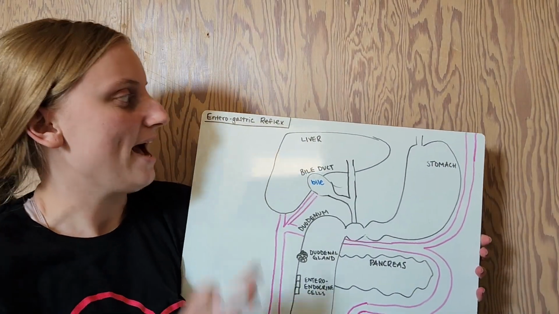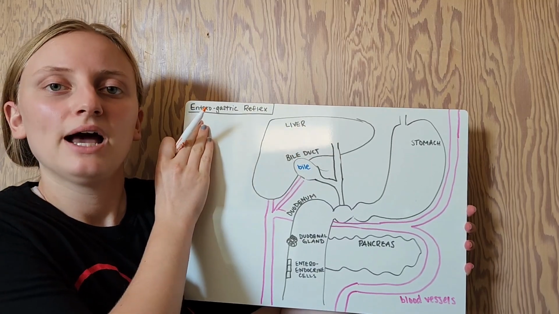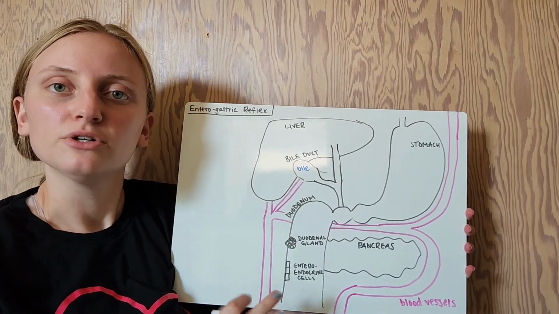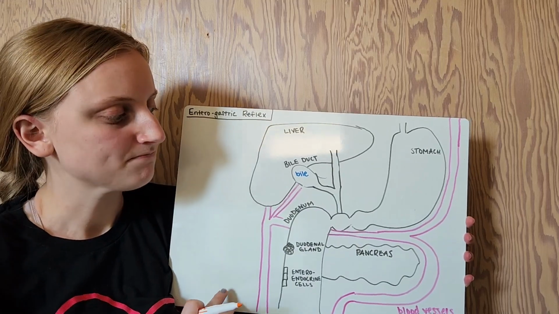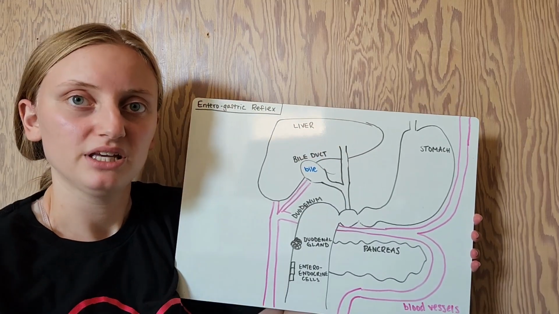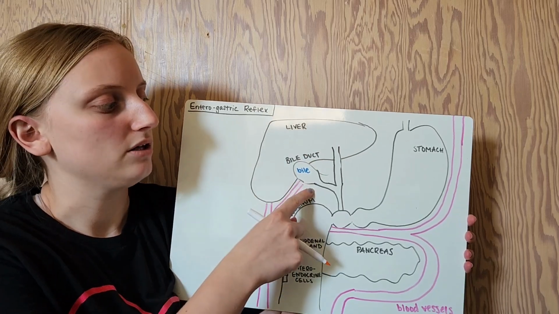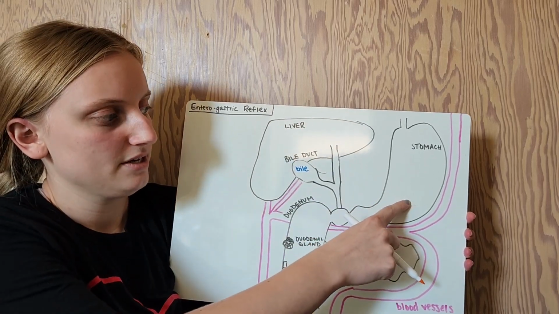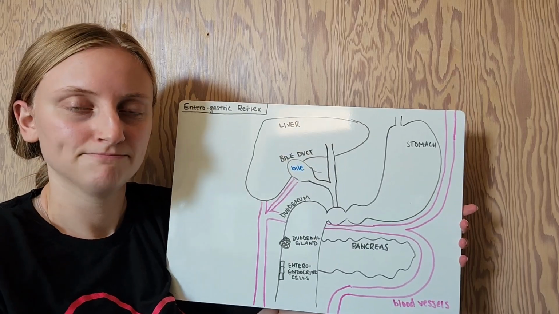Today we're looking at the Entero-gastric Reflex, which looks at how the duodenum responds to food that enters. As a little map key, we have our duodenum here, our liver, our bile duct, our stomach, and our pancreas. And then in pink we have our blood vessels.